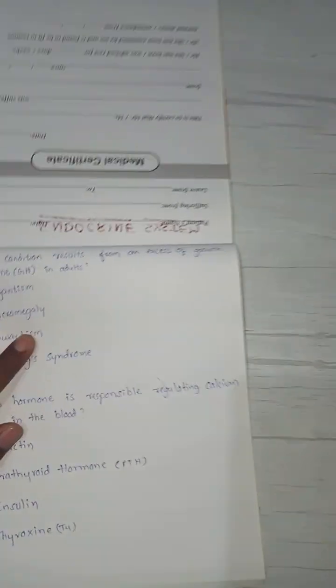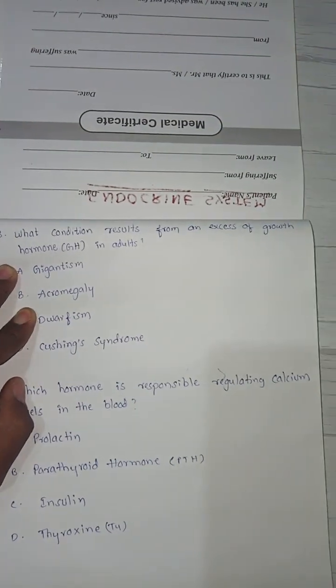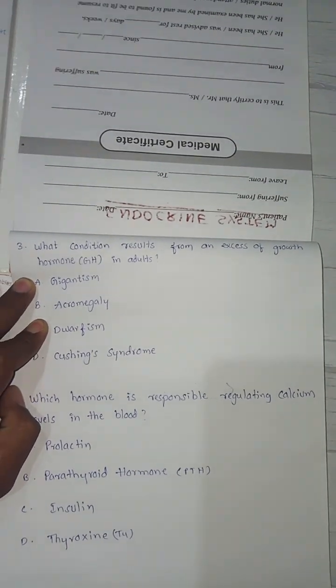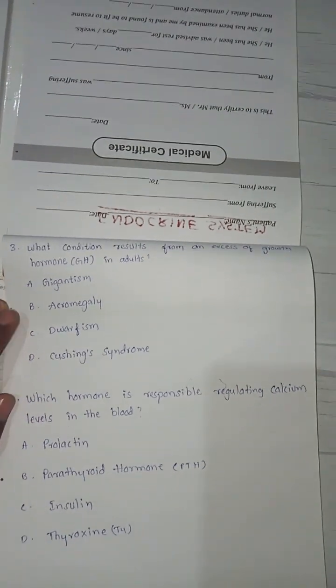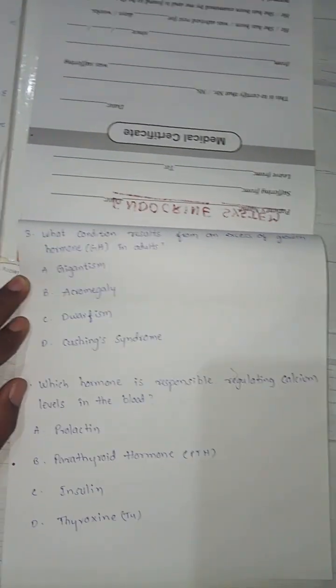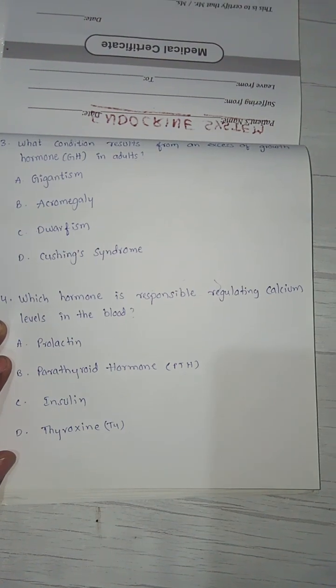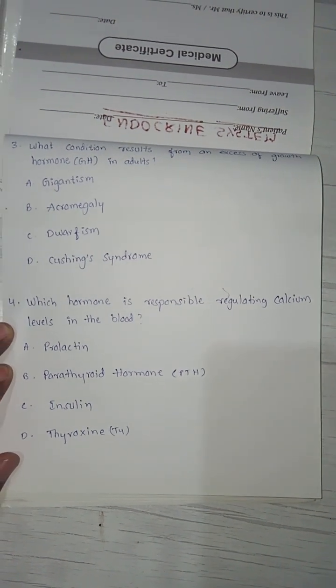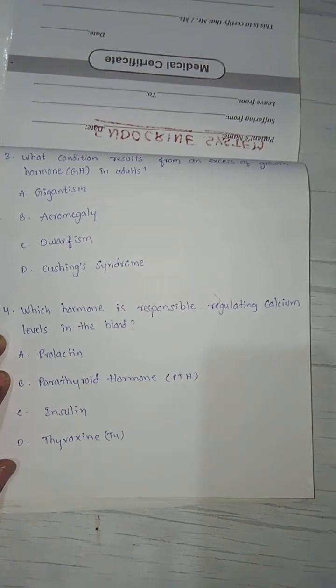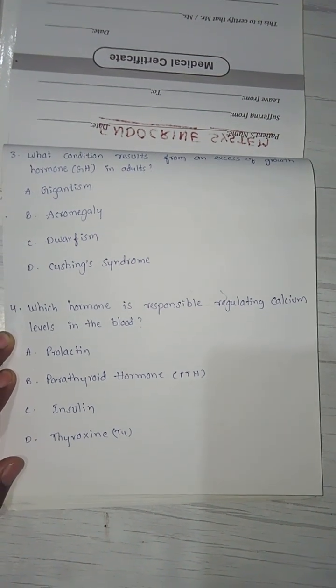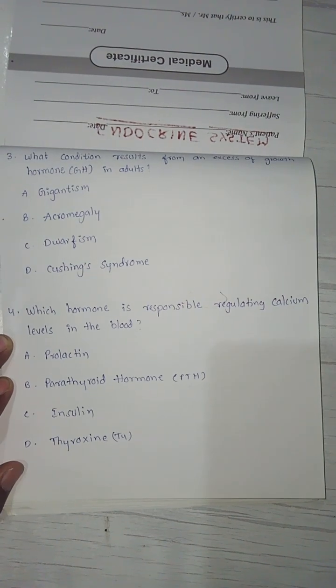Okay. So the answer to what condition results from an excess of growth hormone in adults is acromegaly. In childhood, gigantism. Dwarfism means lower secretion of the growth hormone. Cushing syndrome means the overproduction of cortisol. And question number 4: which hormone is responsible for regulating calcium levels in the blood? Option A prolactin, option B parathyroid hormone, option C insulin, option D thyroxine.